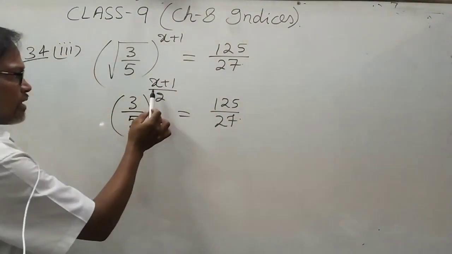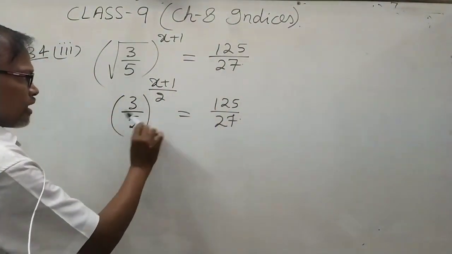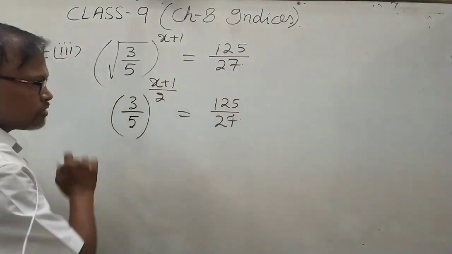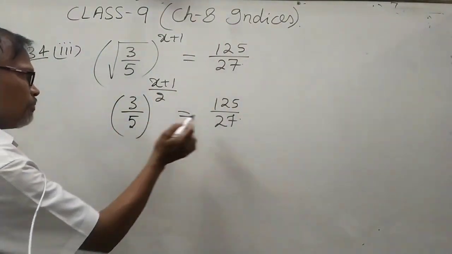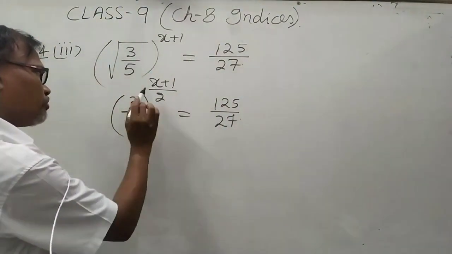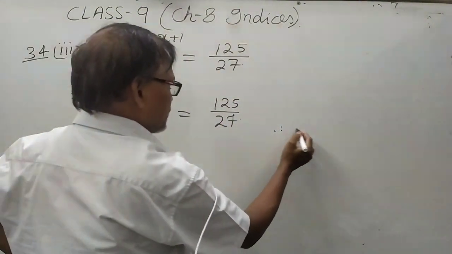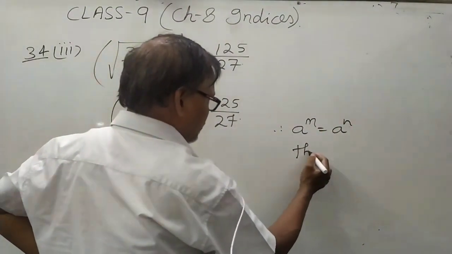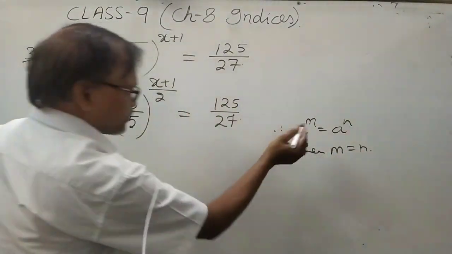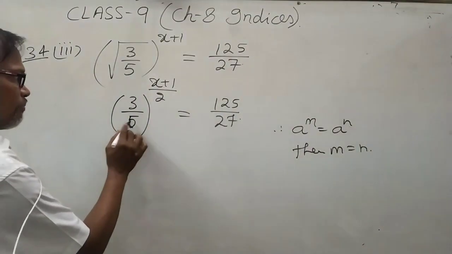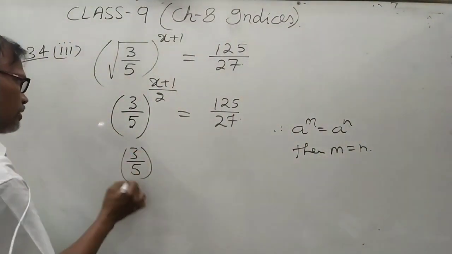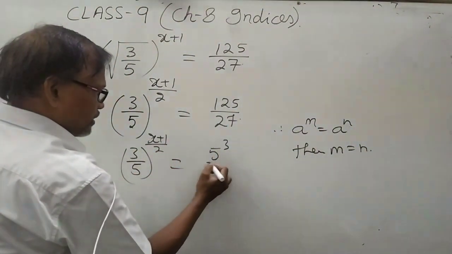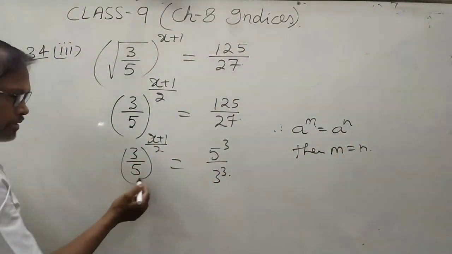But you cannot make them equal because these two are unequal. You can say that the powers are equal only when the bases are the same. If a to the power m is equal to a to the power n, then m is equal to n, because the bases are equal. How to make the bases equal? First of all, you change this into prime factors, 5 cube upon 3 cube. Now you are getting the 3 by 5.